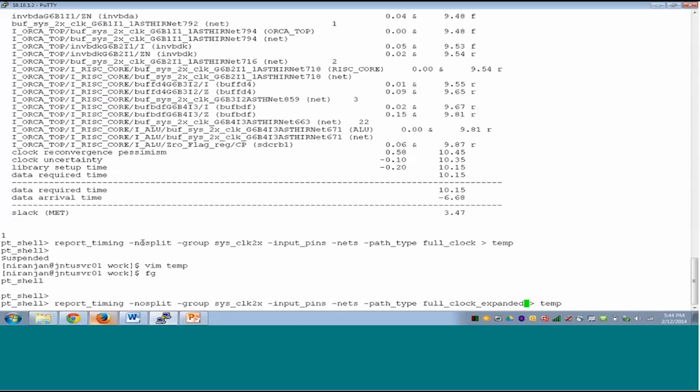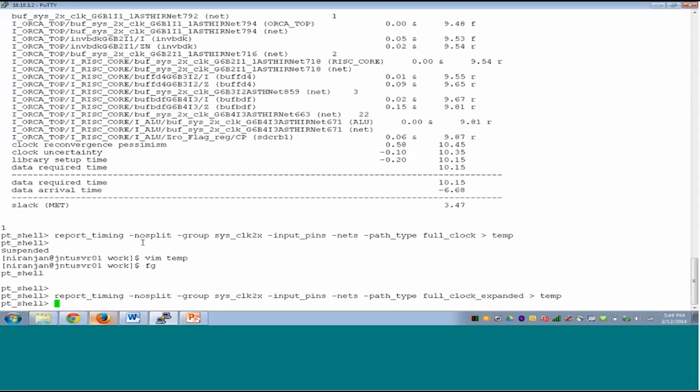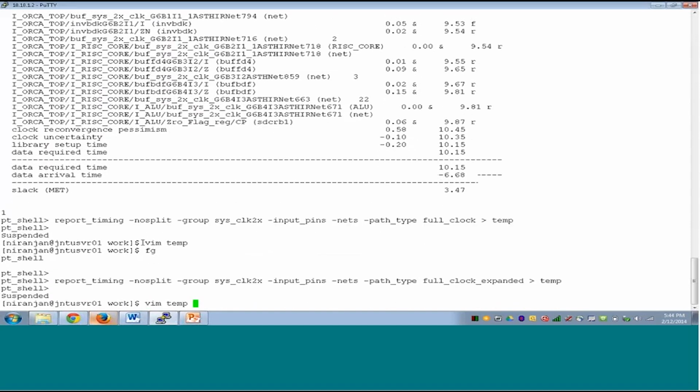So the types were summary, full clock, and full clock expanded. The default thing where we see just the one figure, the propagated figure, is the full. So they are summary, full means full data path, full clock means full clock path, full clock path expanded means full clock along with generated clock report also. Now let's look at the timing report.